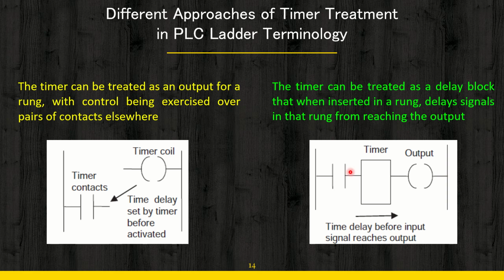That means this is connected. Once this is connected, if there was no timer, then the output would have been changing the state. However, the presence of this timer will result in a delayed actuation at the output. So how much delay will there be at the output? The delay will be of the same period for which you have programmed the timer. This is the basic concept of using a block type timer in the ladder diagram.